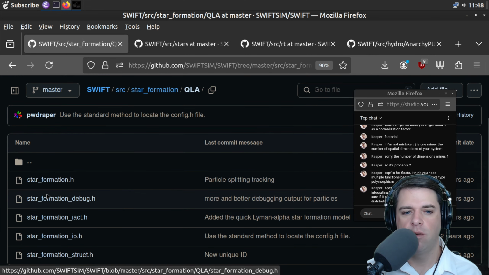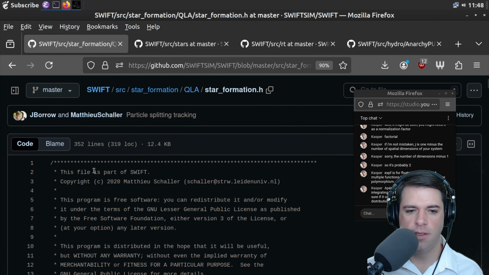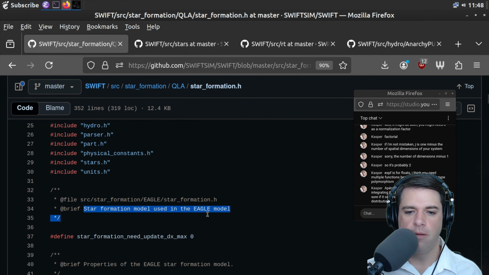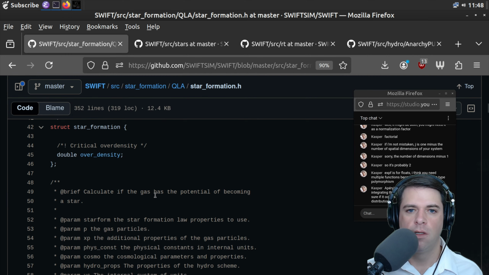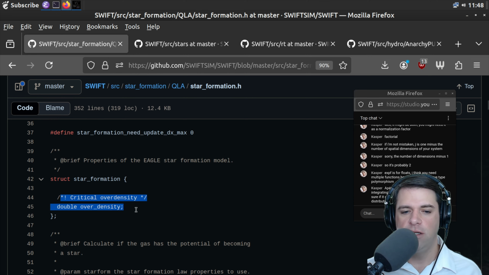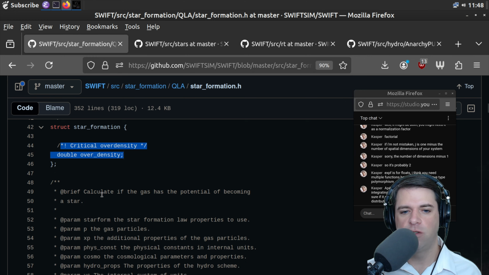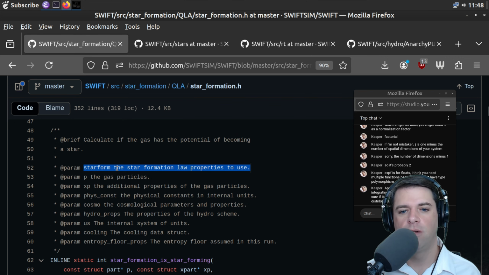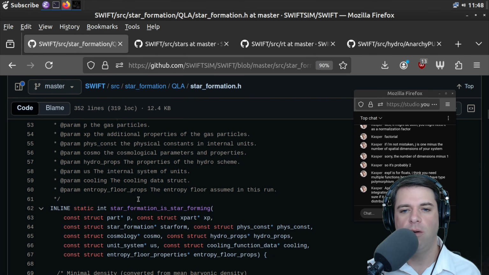QLA, I don't know what that could be, but let's look at star formation. Star formation model used in the Eagle model. So there was also an Eagle folder. This seems to be a different folder. We have a critical overdensity. I don't know if that's overdensity of the gas that becomes a star. Calculate if the gas has the potential of becoming a star. Perform the star formation law properties to use. Or star form. Okay. So we have a bunch of gas.